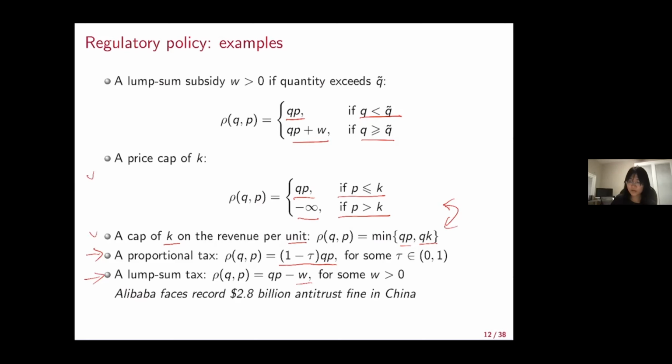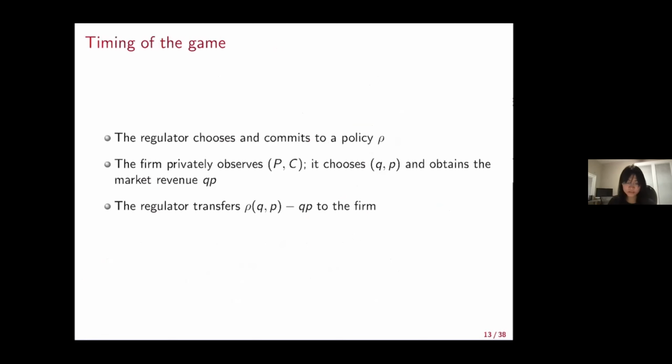Okay, now let's go back to the model. The timing of the game is what we said before. The regulator first chooses and commits to a policy rho, and the firm privately observes its demand and cost function. It chooses a quantity-price pair to obtain the market revenue, and then the regulator transfers rho(Q,P) minus QP to the firm. So if this is negative, it means that it's a tax. Okay, questions so far?